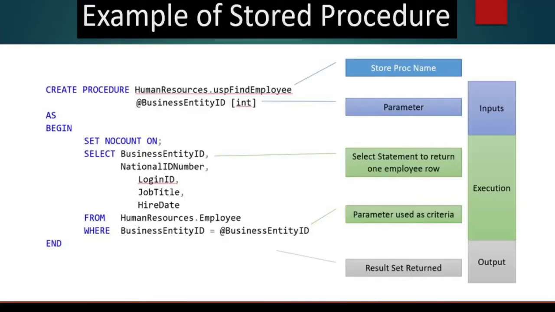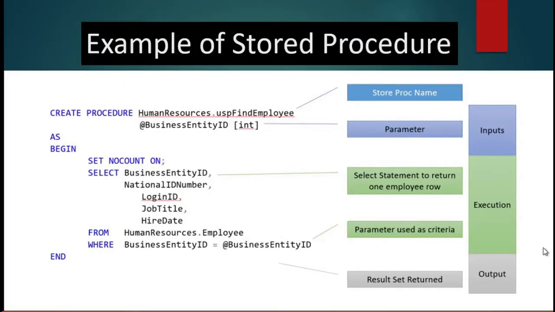So the first thing I want to point out is that each stored procedure has a name. So here we have the stored procedure called USP find employee. From the name you can imagine what this stored procedure is going to do, which is to find an employee in our database. This procedure accepts a parameter that allows us to receive an input and then use that input later on in the stored procedure to do something. So we are going to be taking the business entity ID, which is a primary key from the human resources employee table. We'll be using that to look up employees.